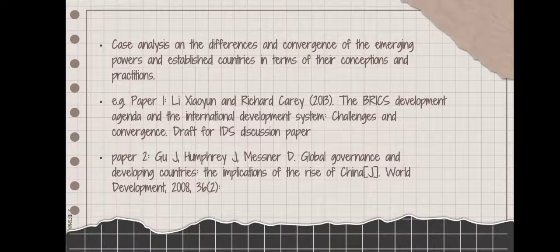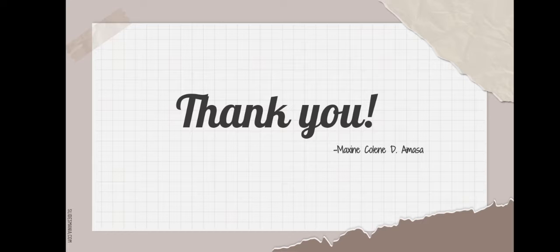Next is the case analysis. Case analysis on the differences and convergence of the emerging powers and established countries in terms of their conceptions and practices. Paper 1, Lee Xiaoyun and Richard Carey, 2013, The BRICS Development Agenda and the International Development System, Challenges and Convergence, Draft for IDS Discussion Paper. Paper 2, Gu Jing, Humphrey J., Messner D., Global Governance and Developing Countries: The Implications of the Rise of China, World Development 2008. And it's a wrap.